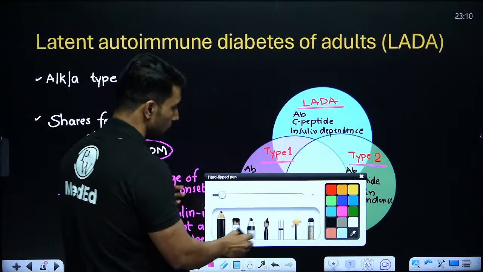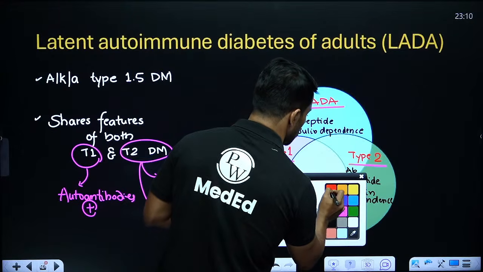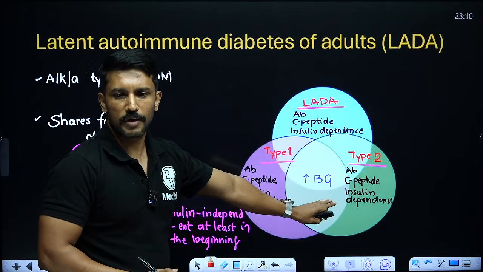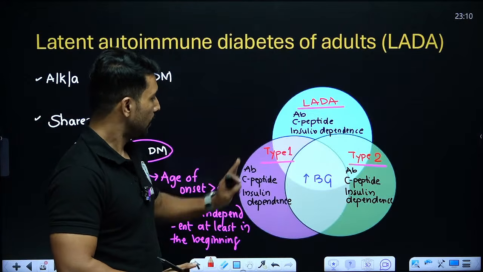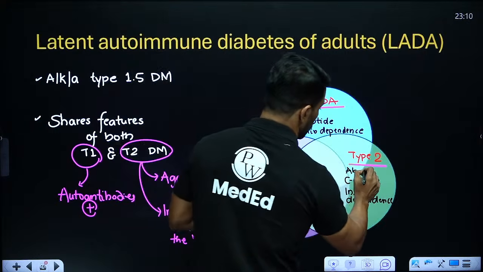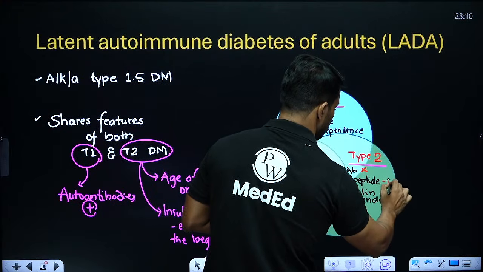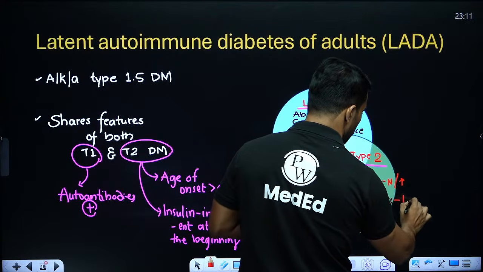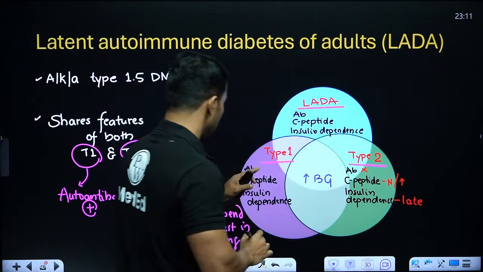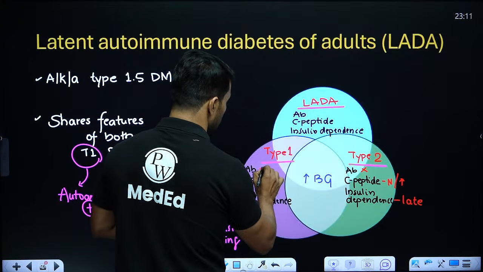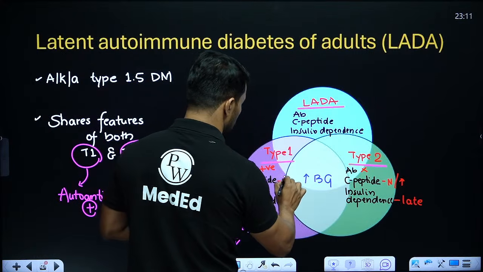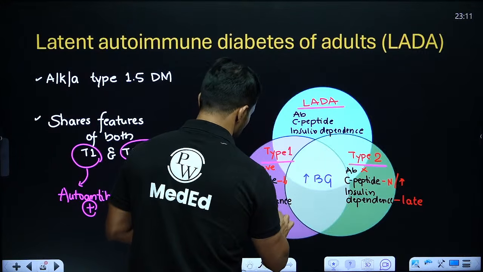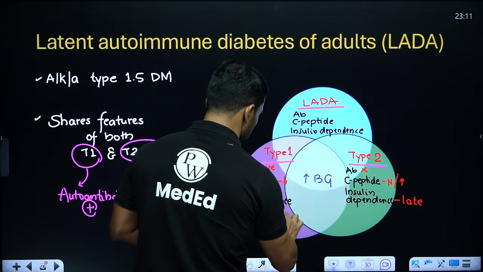So if I have to graphically represent the shared features of type 1, type 2 and LADA, in all the three, blood glucose levels will be high. There will be hyperglycemia. But in case of type 2, antibodies will be negative, C-peptide will be normal or high, and insulin deficiency will be a late manifestation. In case of type 1, antibodies will be positive, C-peptide level will be low or undetectable, and insulin dependence is from the beginning itself.